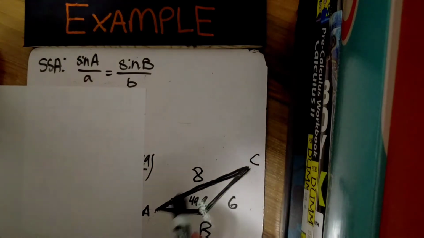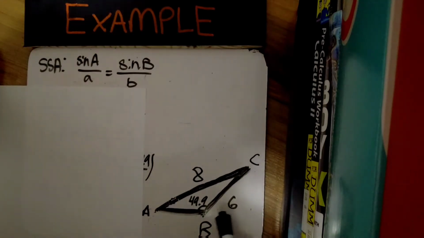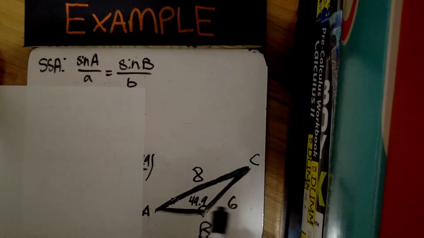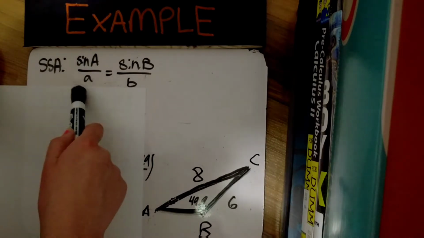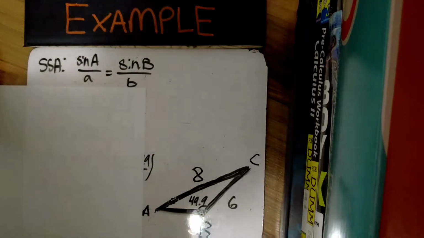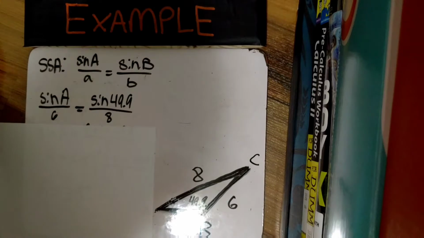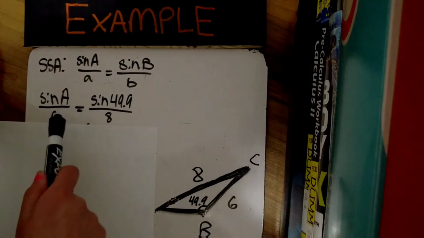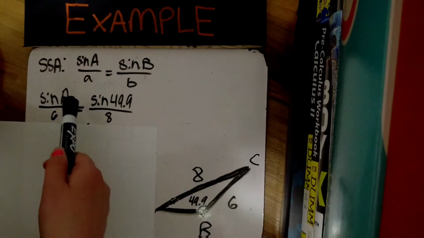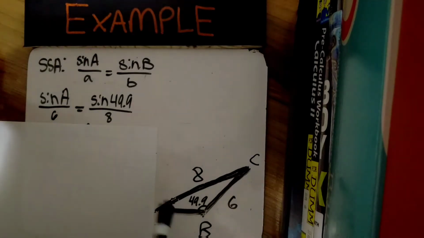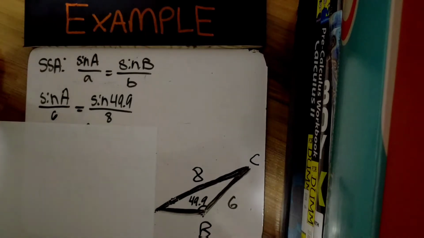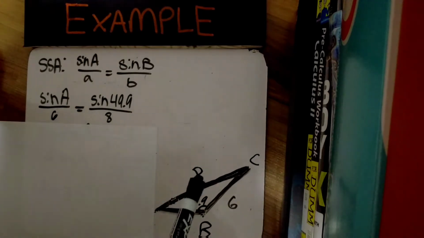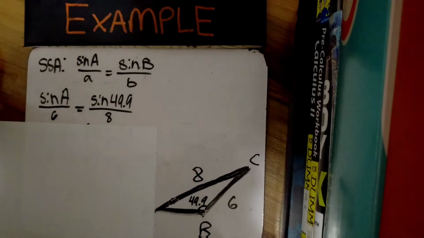In this problem, we are given side length 8, side length 6, and angle 49.9. Now this is side angle, so this is our ambiguous case. So we use sine A over a equals sine B over b. Once again, if we plug in our sides and angles where they belong, we get sine of A, because we don't know this angle, so we leave it as A, over 6 equals sine 49.9 over 8. That's just plugging in the angles and the sides.